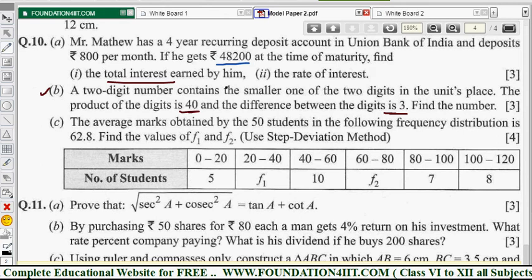So this we need to use to find the f1, f2 values. The average marks obtained by 50 students in the following frequency distribution is 62.8. Find the value of f1 and f2. So mean is given. The mean value is 62.8. So use the step deviation method for this table. So let's take the table and we'll use the mean formula to find out f1 and f2.